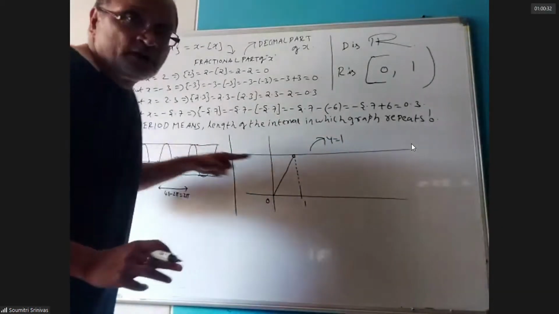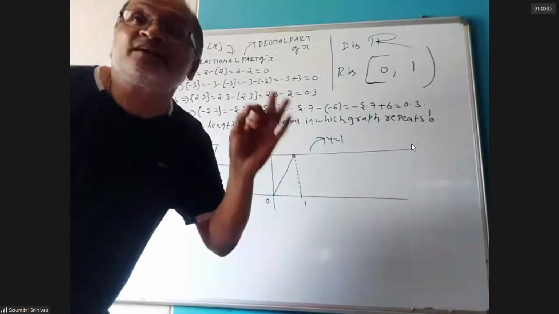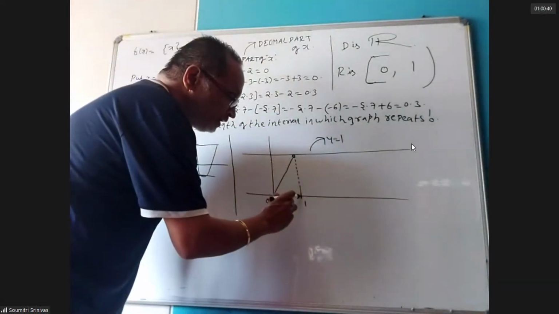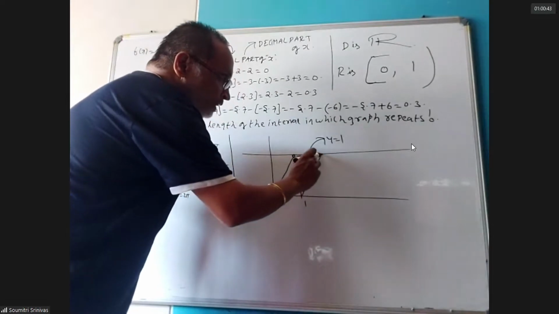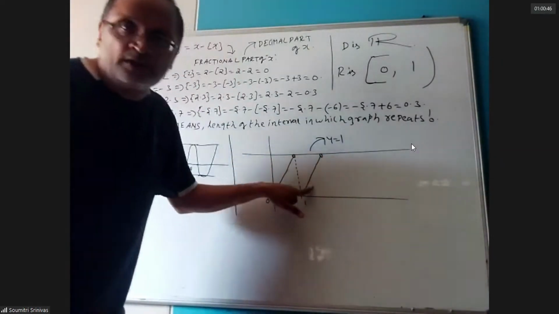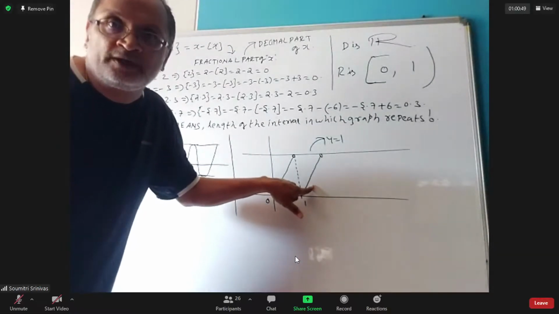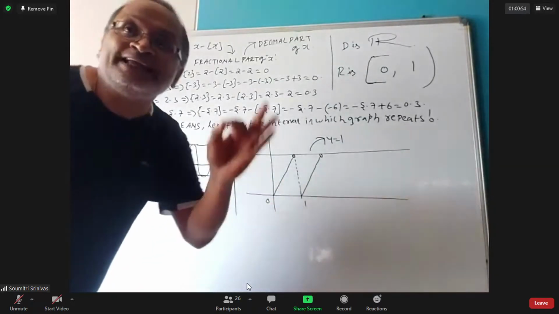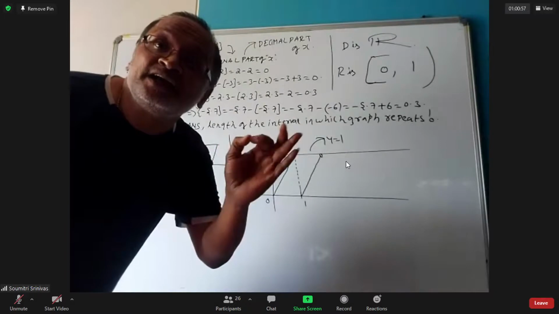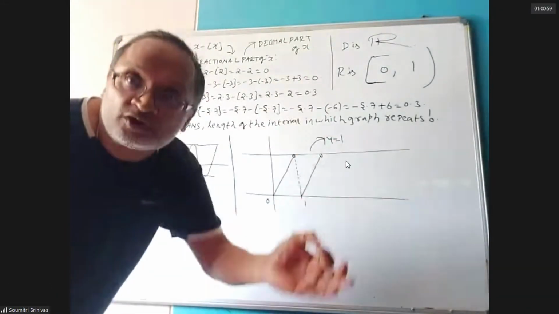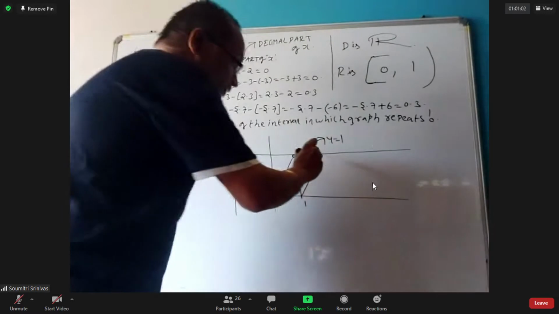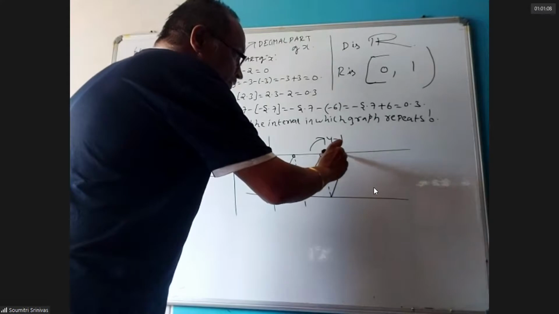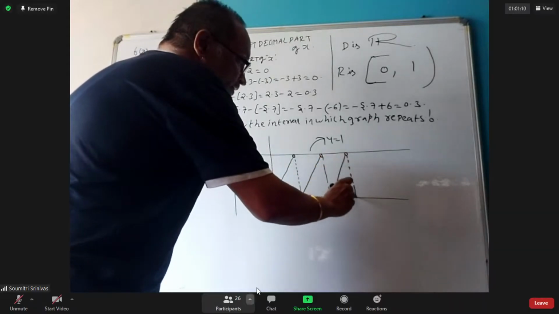What is this line called? y equals 1. Exactly at 1, what does it become? 0. Again it goes above: 1.1 gives 0.1, 1.2 gives 0.2, 1.3 gives 0.3, 1.4 gives 0.4, up to 1.99 gives 0.99. Exactly at 2, it falls down to 0 again, and again goes up. Again at 3 it will become 0.